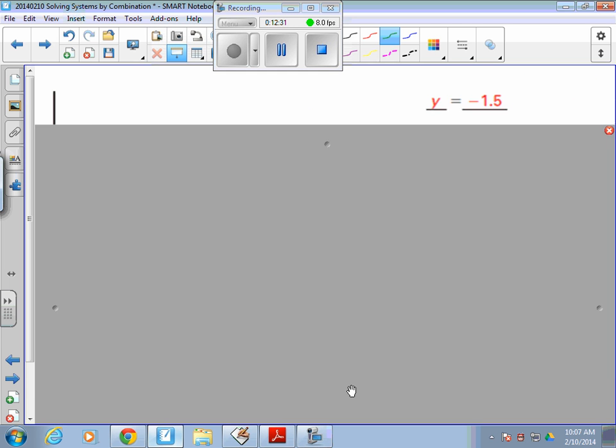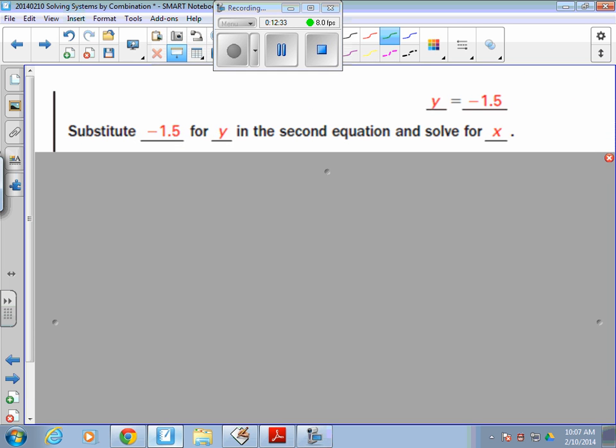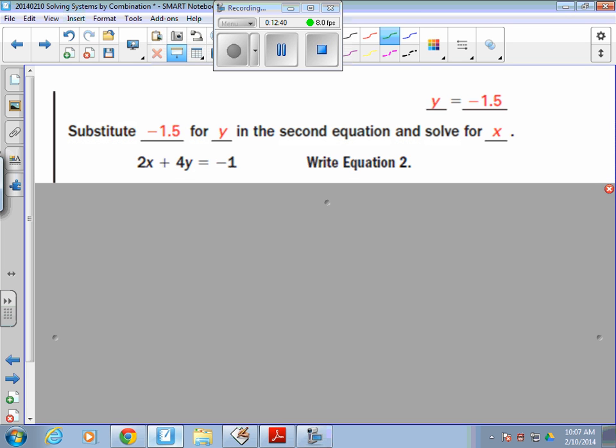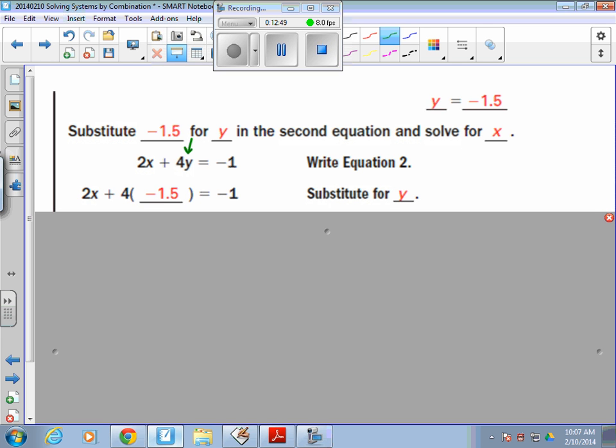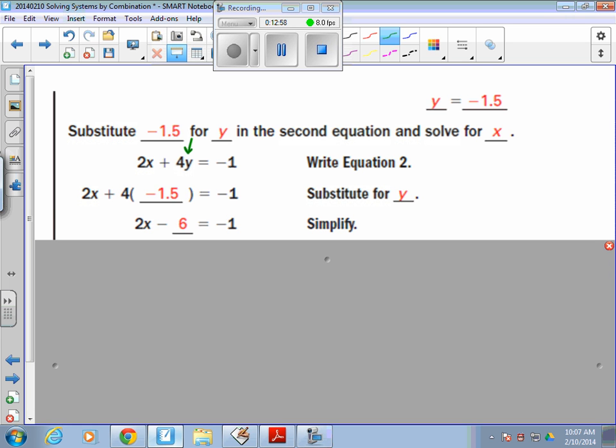Take that value, negative 1.5, and substitute it back into one of the equations. So substitute negative 1.5 for y in order to solve for x. They use the equation 2x plus 4y equals negative 1. So where it says y's value, you're just plugging in negative 1.5. 2x plus 4 times negative 1.5. Positive 4 times a negative 1.5 is going to be a negative, and 1.5 times 4 is going to be 6. So 2x, now you have minus 6 equals negative 1.